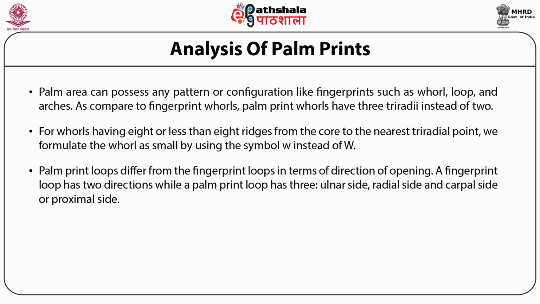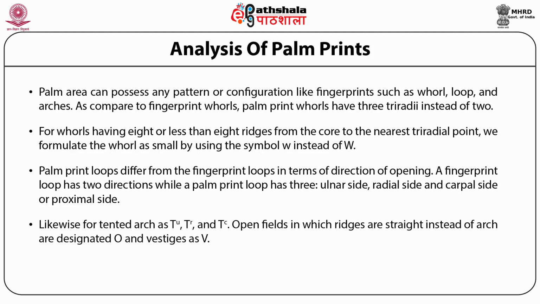Arches are designated by A, with AU, AR, AC for ulnar, radial, and carpal direction respectively. Likewise, tented arch is TU, TR, and TC. Open fields, in which ridges are straight instead of arched, are designated O, and vestiges as capital V.